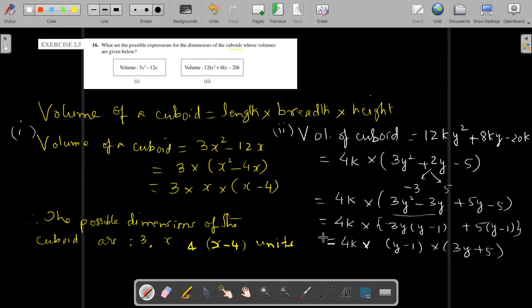So possible dimensions are, therefore, possible dimensions are 4k, y minus 1, and 3y plus 5.